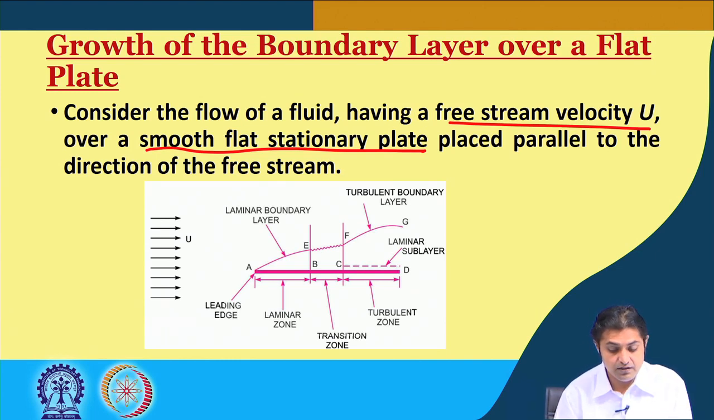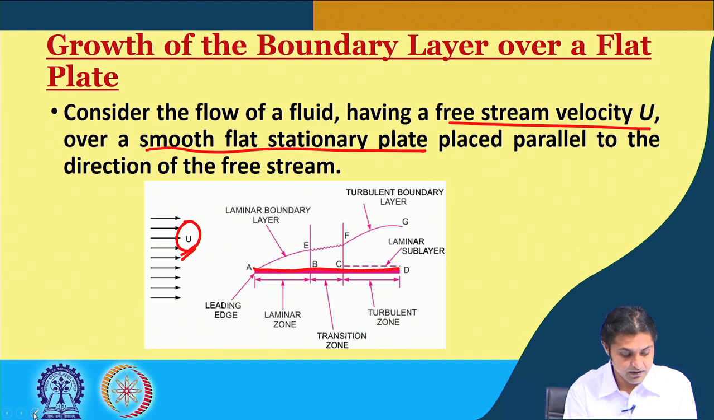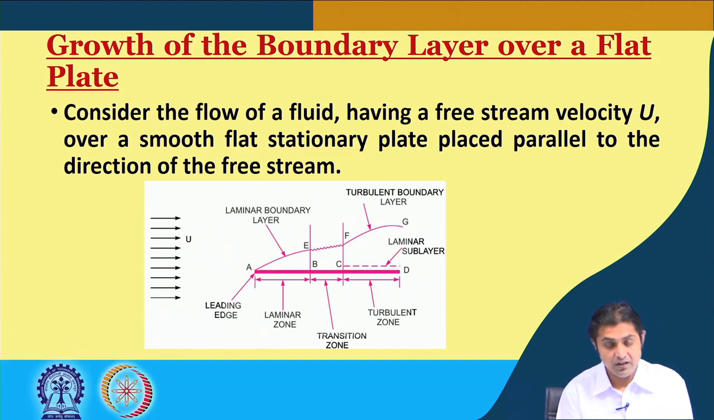I will explain the terminology here. This is the free stream velocity u where the flow is coming, and it encounters a plate here. So, this is the plate. Because the flow strikes the plate here first, that is called the leading edge, and this is point A. After that we will see why this is the laminar zone, why this is the transition zone, why this is the turbulent zone, but just to show you in the diagram.